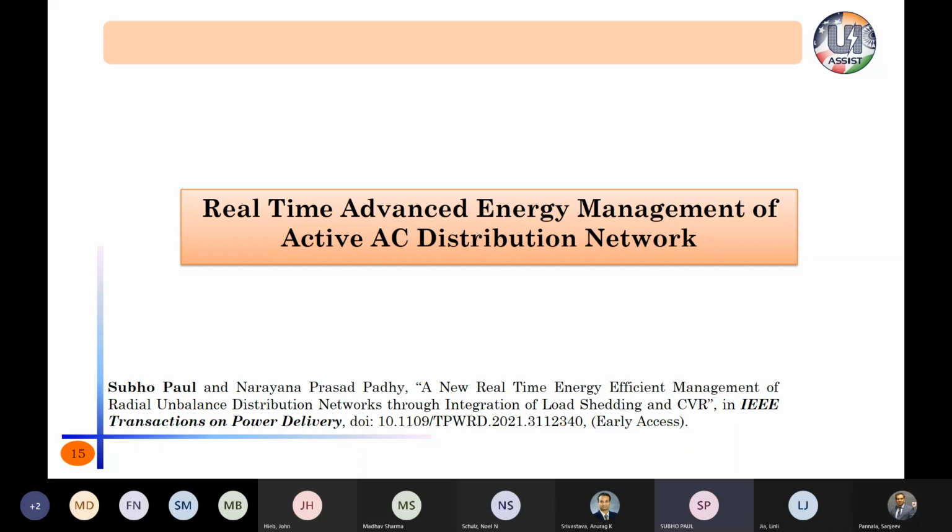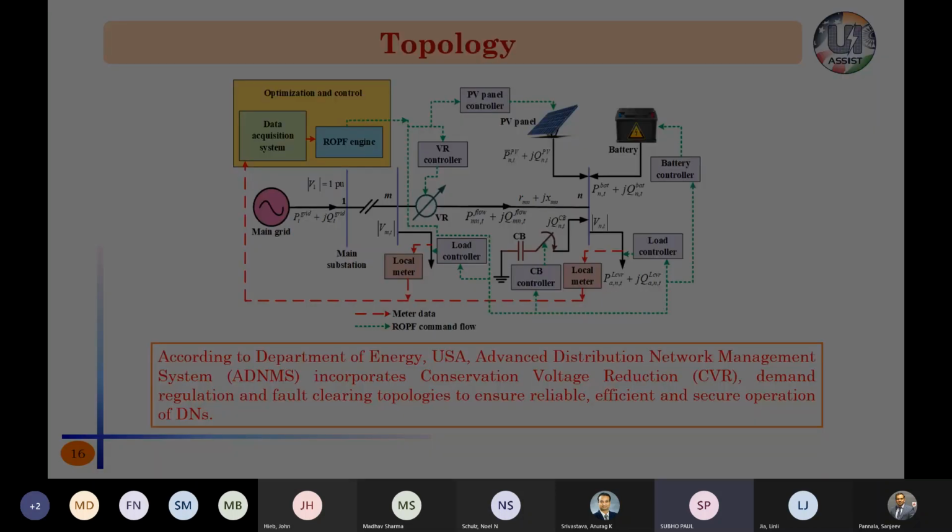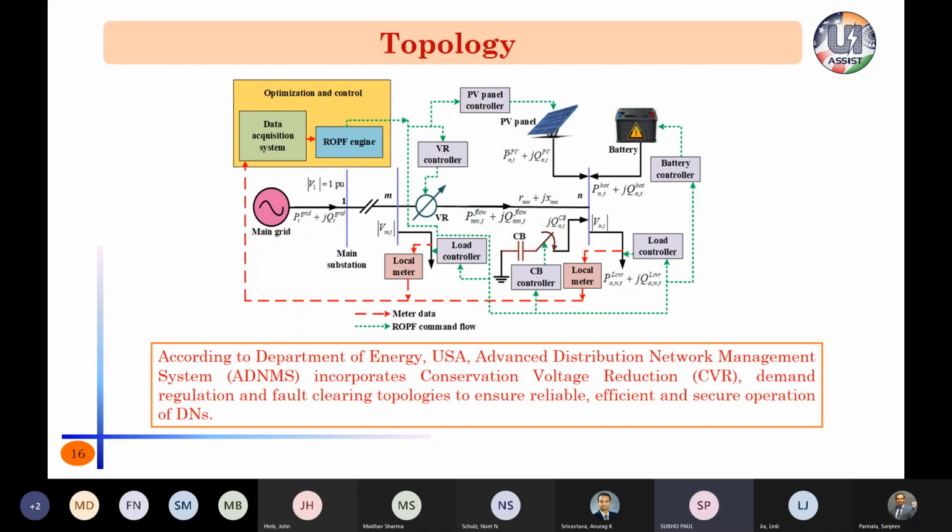Now moving towards the real-time advanced energy management of an active AC distribution network, where the customers are distributed across all the nodes, and we are trying to minimize the total monetary cost of the overall network. The topology behind this is to merge the conservation voltage reduction technique with the demand regulation or demand response process to get an energy-efficient operation for the whole network.